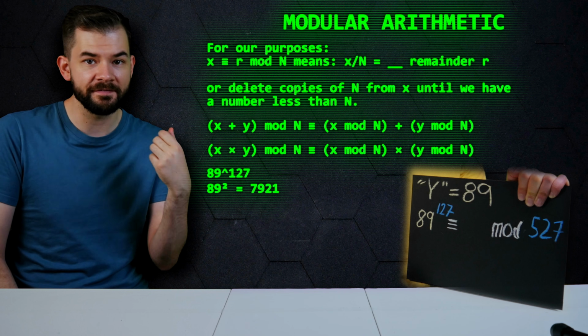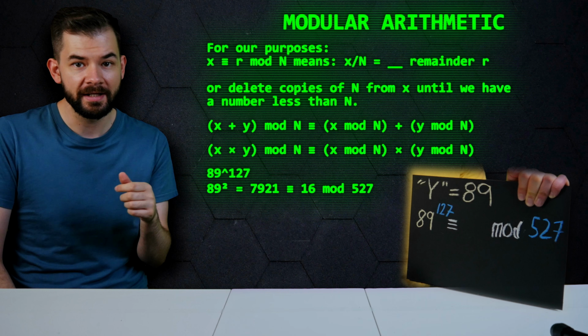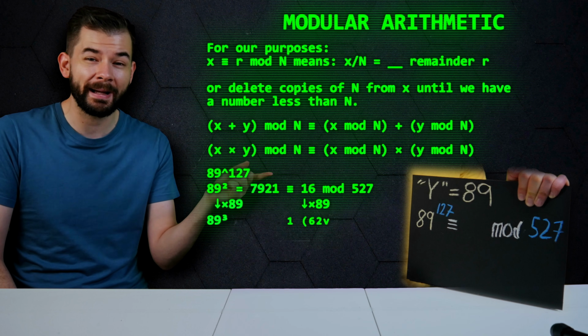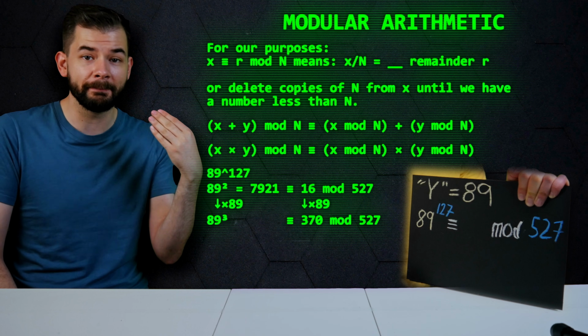89 squared is this, and then mod 527 it, to get 89 cubed, just times it by another copy of 89 and then mod 527 it.